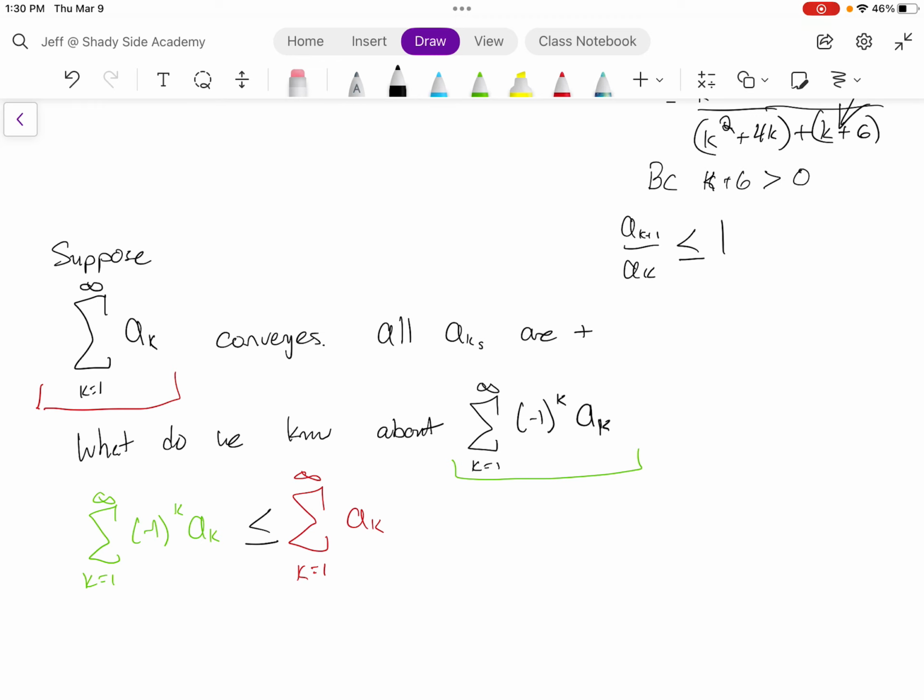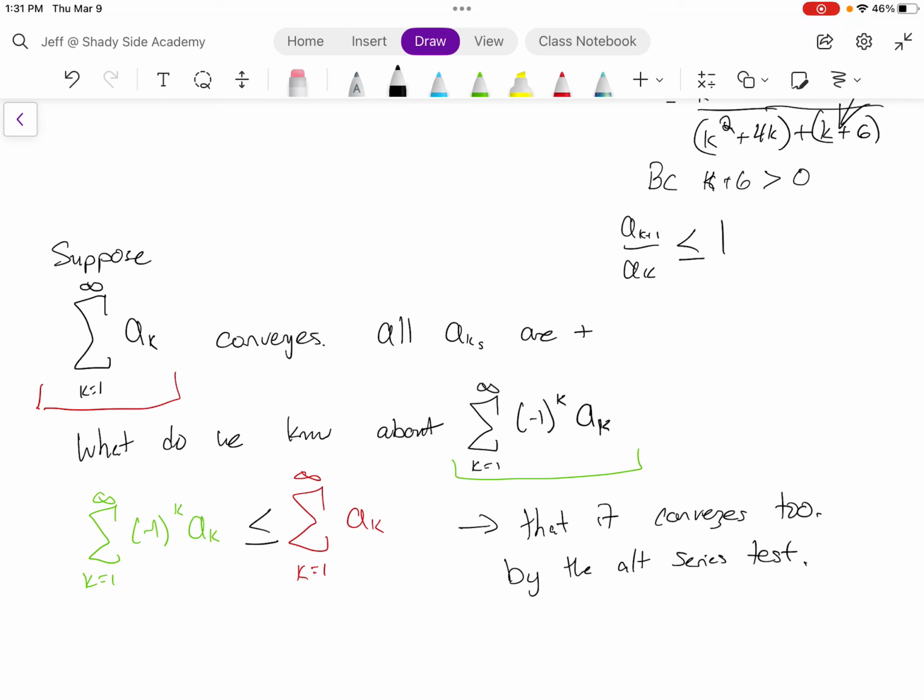So what do we know about this thing? We know that it converges too. That it converges also, right? And if you need some convincing, we can say this converges by the alternating series test. Okay, let's think about why that is. I'm just going to sketch this out verbally rather than writing anything down. Well, if the red series converges, that means the terms are going to 0. If they weren't going to 0, it wouldn't converge.